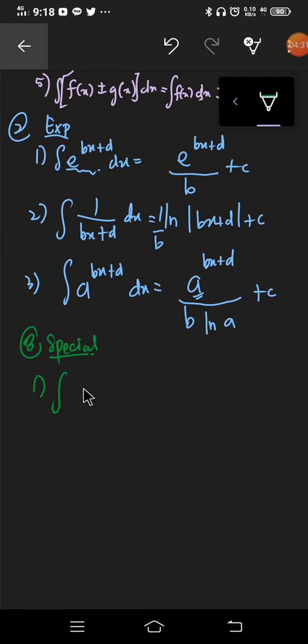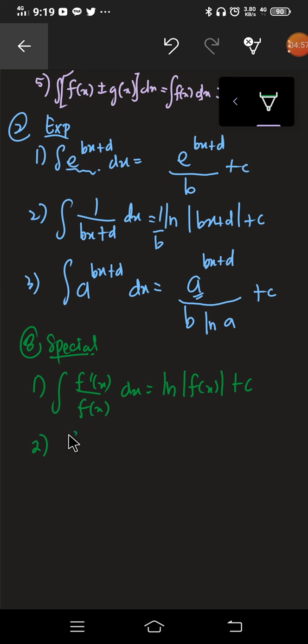The first one is integration of f prime x over fx with respect to x. So what we get directly is natural log of fx plus c. Okay, so let's say we have a fraction, and we see that the numerator is the derivative of the denominator. So we can directly use the formula, or the numerator is a modification of the derivative of the denominator.